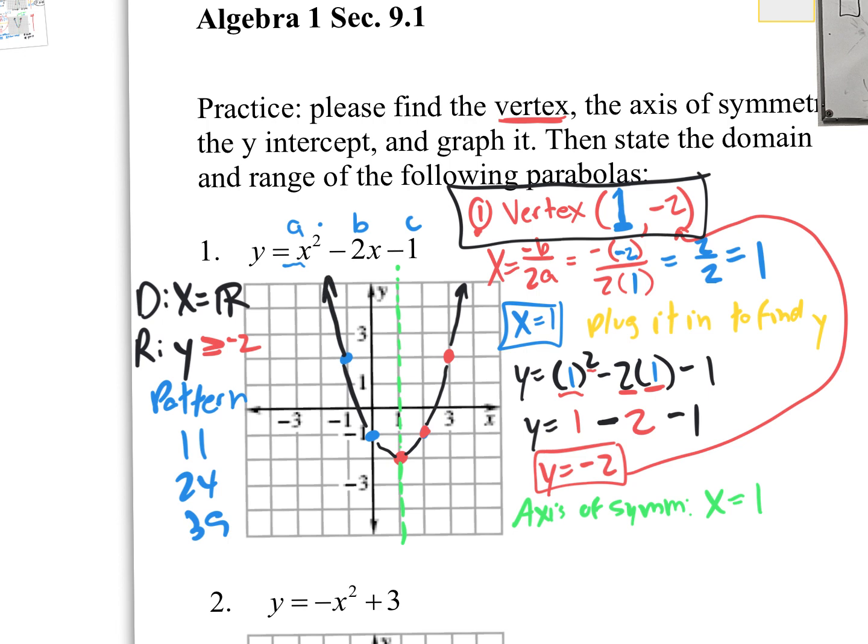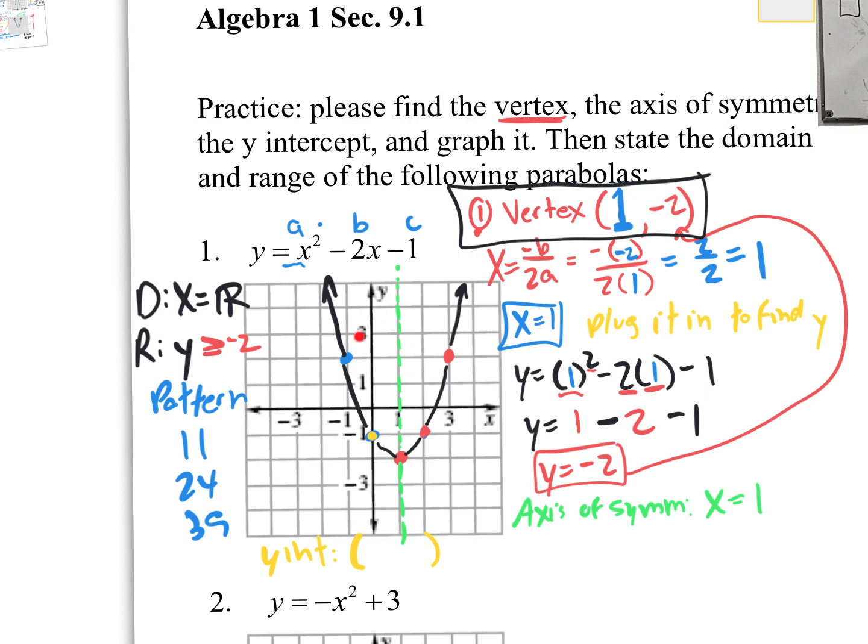What else could we state? We already stated the domain: x equals all real numbers. We already stated the range: y is greater than or equal to that vertex, which is the minimum value because it's opening up. We could also state the y-intercept, right? The y-intercept is the location where it crosses the y-axis. You can clearly see that it crosses right here. Here's your y-axis, crosses right here. That location is (0, -1).